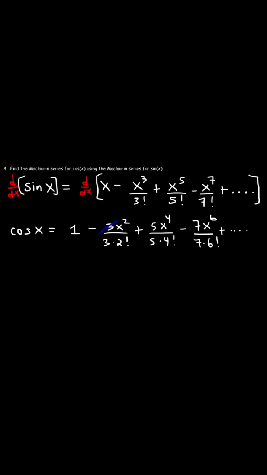Now, let's cancel the 3. We could cancel the 5, and let's cancel the 7. So we're left with cosine x is 1 minus x squared divided by 2 factorial plus x to the 4th over 4 factorial minus x to the 6th divided by 6 factorial.